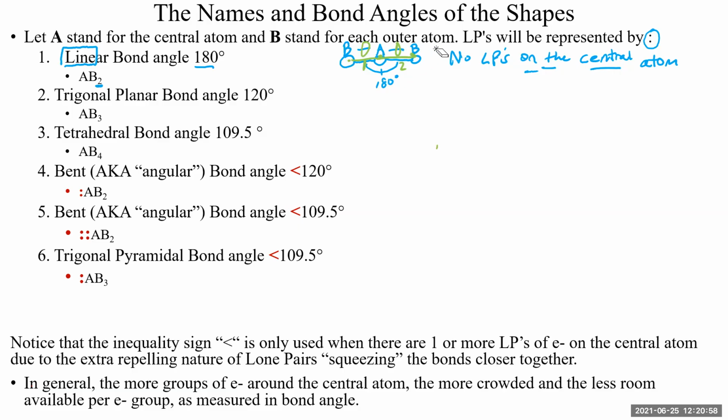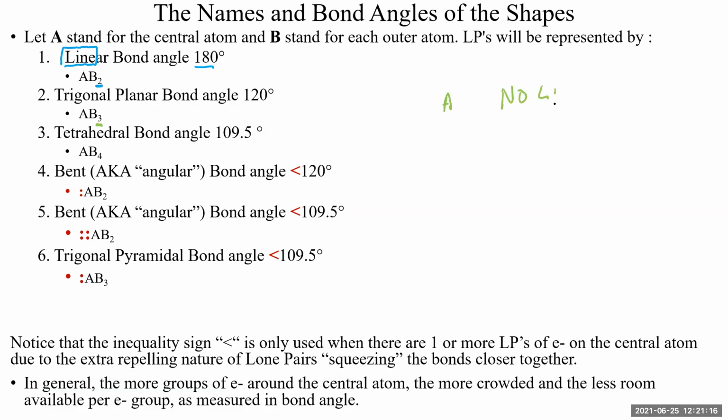Okay, how about the next one? Trigonal planar with a bond angle of 120 degrees. All trigonal planar molecules have exactly 3 outer atoms. They have 3 outer atoms, and again, no lone pairs on the central atom. And it's only the central atom's lone pairs that we care about. Remember that. We don't care about the lone pairs on the outer atoms. Whether they have them or not doesn't affect the shape at all.